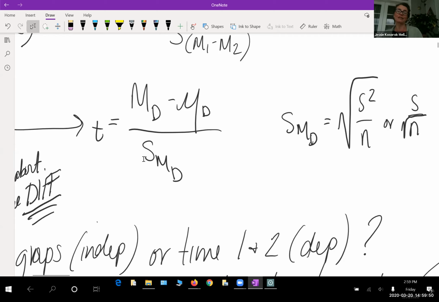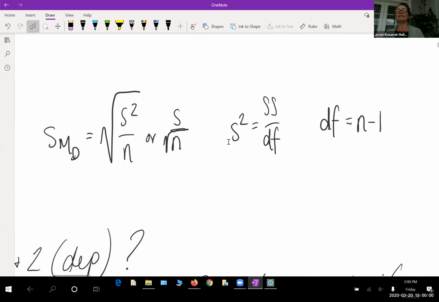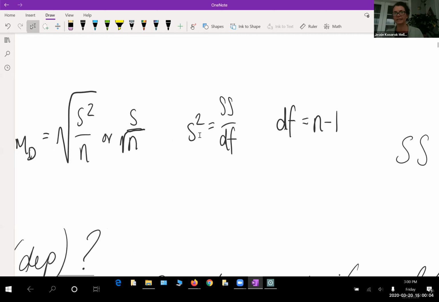And instead of a standard error of the mean, or standard error of mean 1 and mean 2, we now have standard error of the mean differences. And so same thing, you have all these formulas. How do I find that? Well, you need your variance divided by the sample size. Well, how do I find my variance? Well, same as before, you take your sums of squares divided by degrees of freedom.